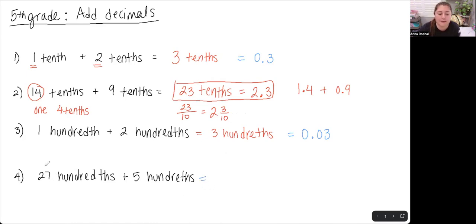So I know that 27, and I see that they're both hundredths. So they're both this hundredths, I forgot a D over here. So I know they're the same kind of terms, right? 27 apples plus 5 more apples, right? So I get 32 apples. So in this case, I'm going to end up with 32 hundredths.